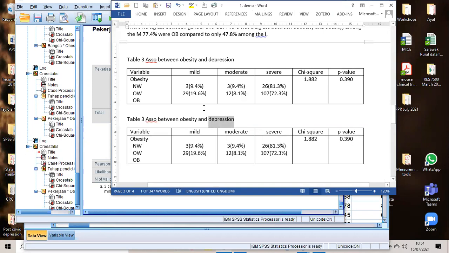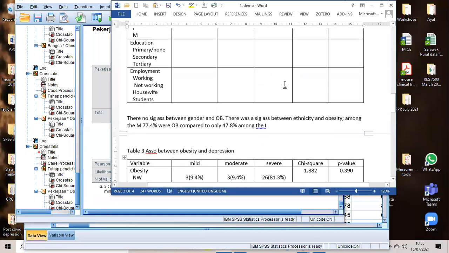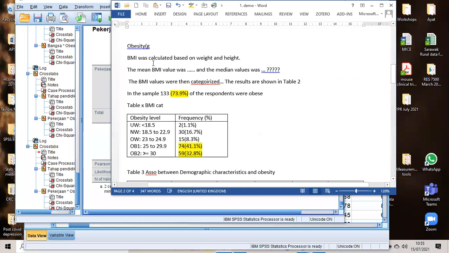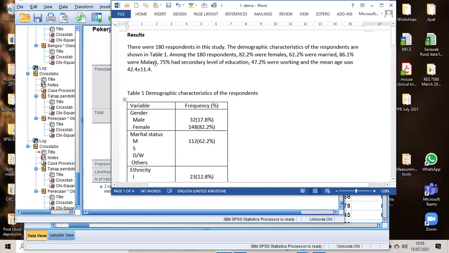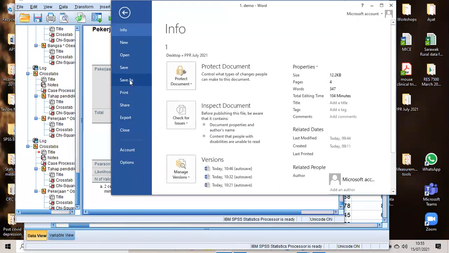Okay, once a group for anxiety has done it, so you can complete this. Any questions? Obesity group? No question, Prof. Okay. So I'm going to save this as obesity.